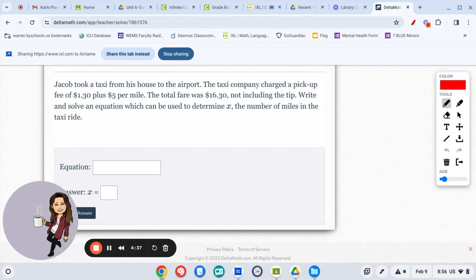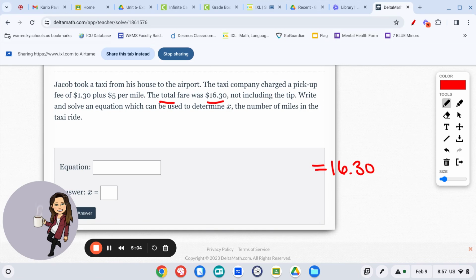All right, so this one is not parentheses. And the reason it's not parentheses is because you have a one-time fee for pickup and you're charged $5 per mile. So it's not $5 per mile and $1.30 per mile. The $1.30 is a one-time fee. So your total fare is $16.30. So we know it's going to equal $16.30.